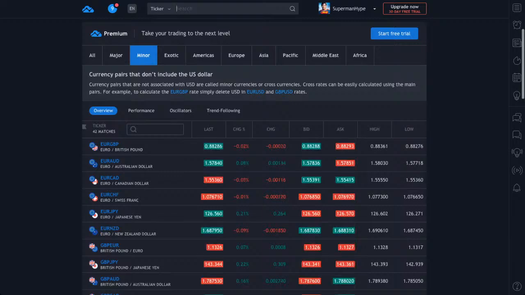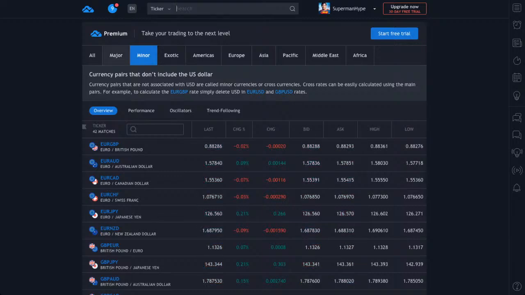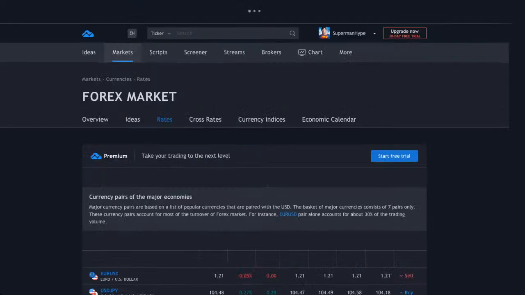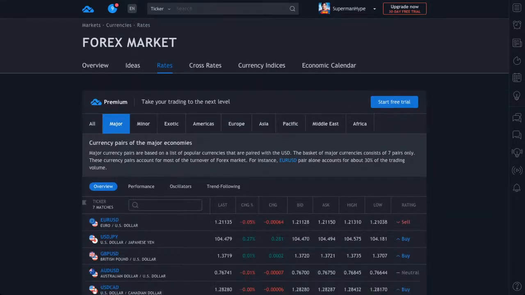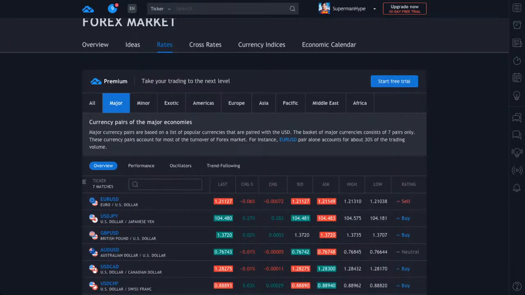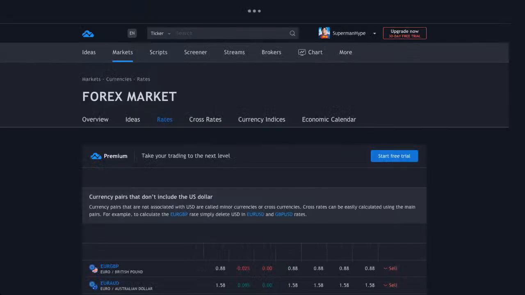So these are currency pairs that don't include the US dollar. Major currencies are based on the list of popular currencies that appeared with the US dollar, because the US dollar, as I said, is the reserve or central currency of the world at the moment, and has been for a long time. The basket of major currencies consists of 7 pairs only. So we're going to go back to minor and check out some minors now.